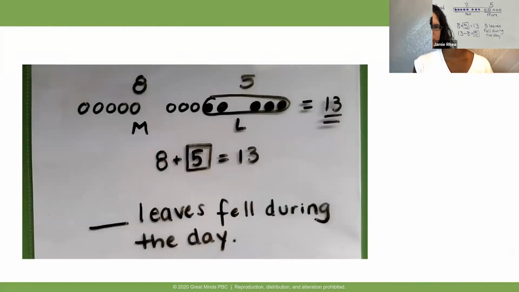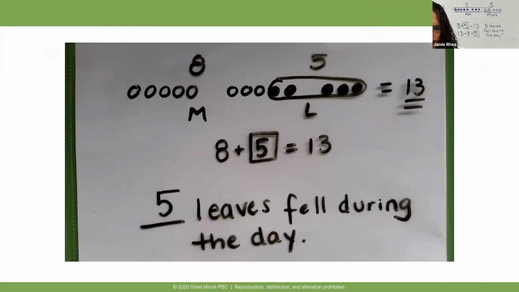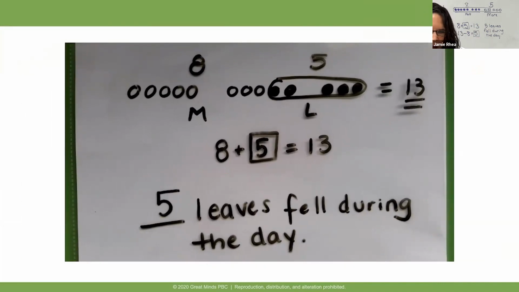Now, fill in this sentence on your whiteboard if you didn't already write a sentence. Blank leaves fell during the day. How many did we have? Pause the video now to write 5 leaves fell during the day. Welcome back, mathematicians. Does your sentence read, 5 leaves fell during the day? Take a moment to read your sentence out loud. 5 leaves fell during the day. Great job. That's true. 5 leaves fell during the day.